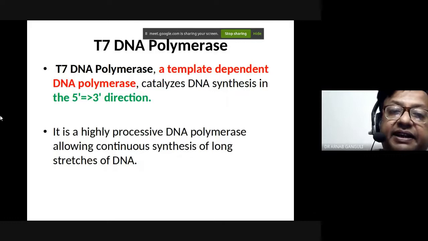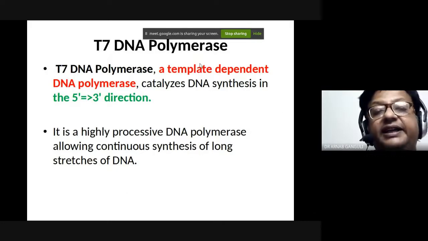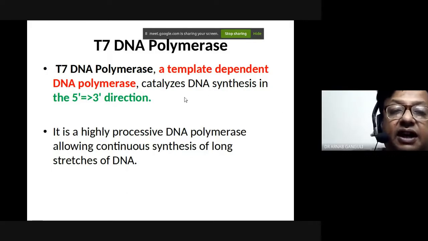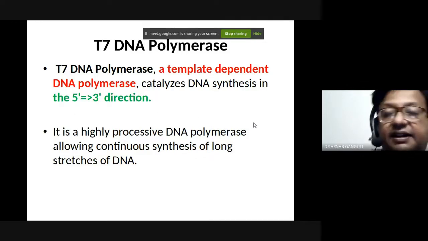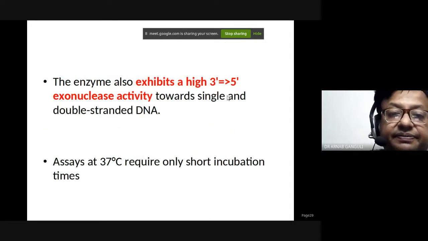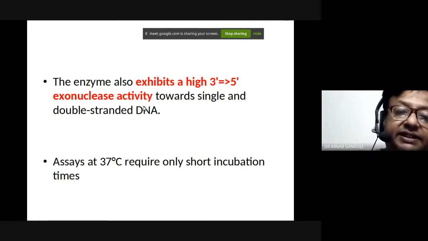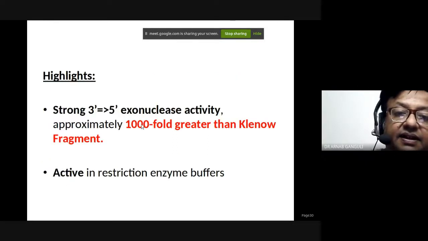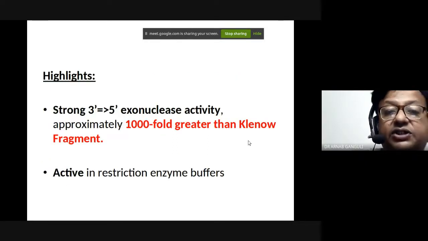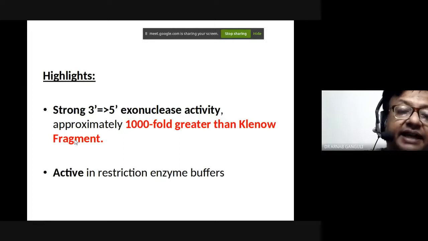The T7 DNA polymerase is also another DNA polymerase used. It catalyzes DNA synthesis in the 5 prime to 3 prime direction. It's the same thing. It also has a 3 prime to 5 prime exonuclease activity. It has 1000 times greater exonuclease activity than Klenow fragment.